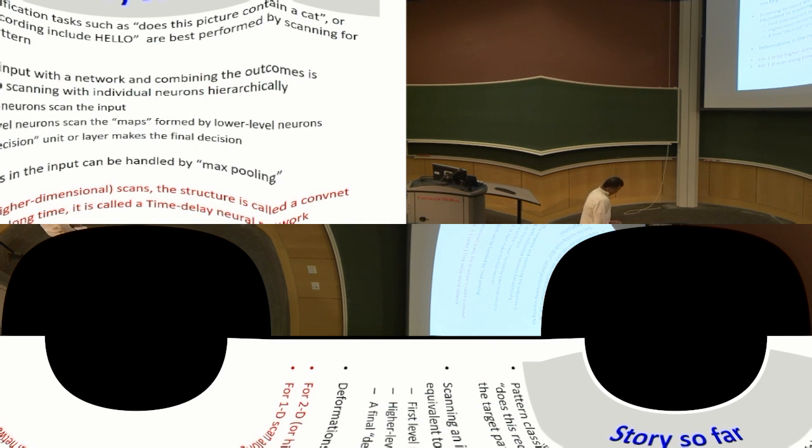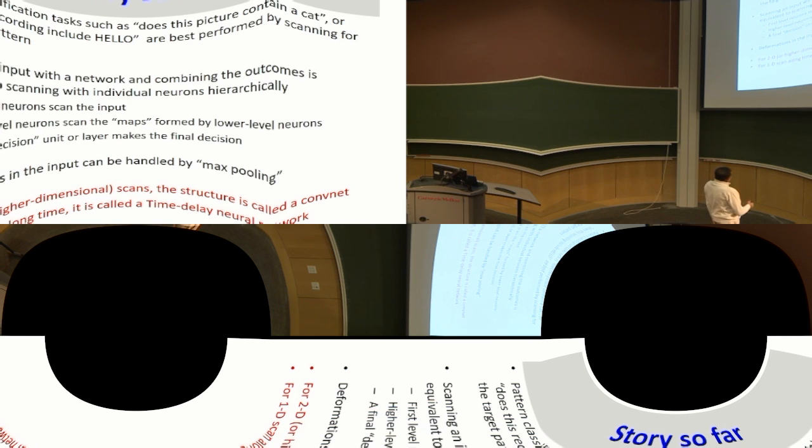So the story we've seen so far is that pattern classification tasks, like does this picture contain a cat, or does this recording include the word hello, are best performed by scanning for the target pattern. And scanning an input with a network and combining the outcomes is equivalent to scanning with the neurons individually and then working on the scanned outputs of the neurons.